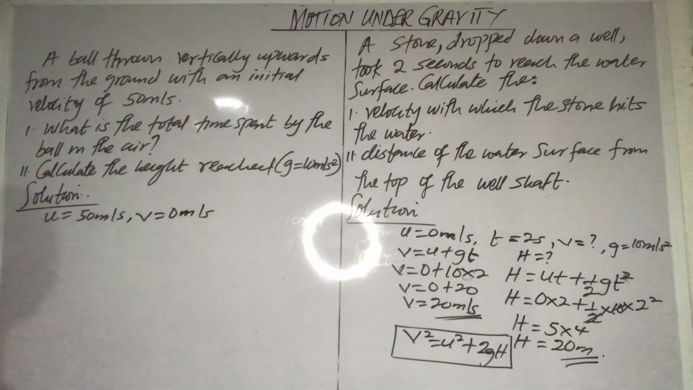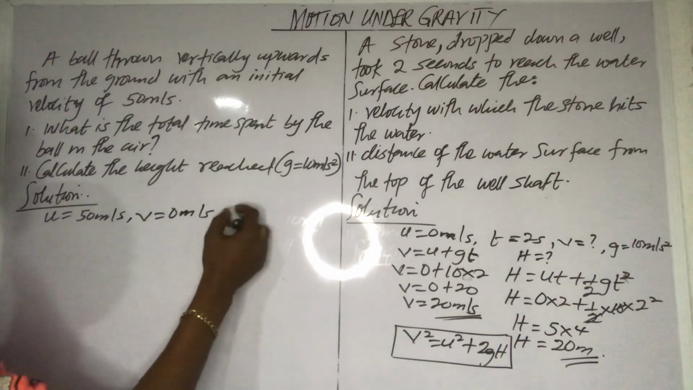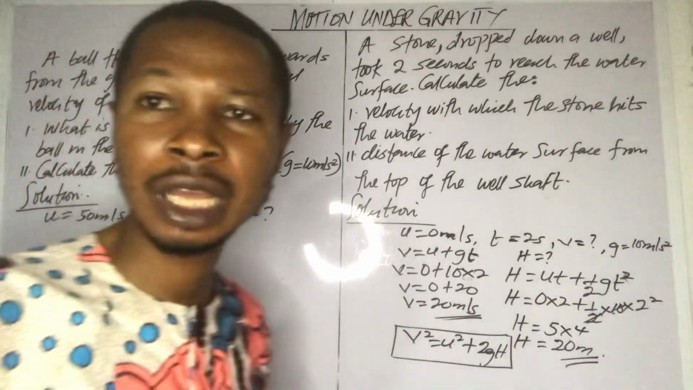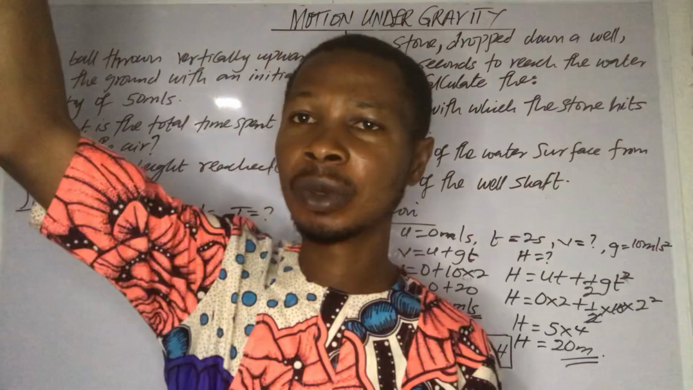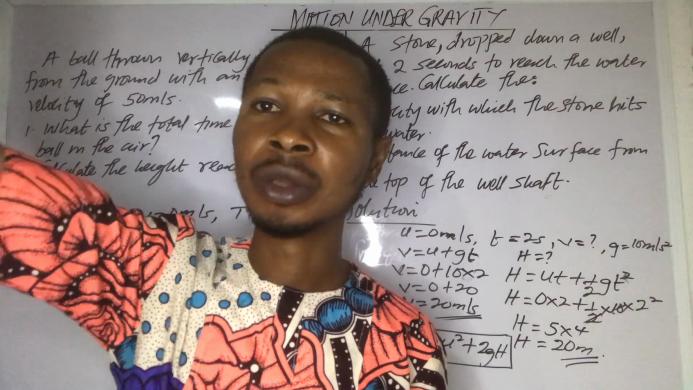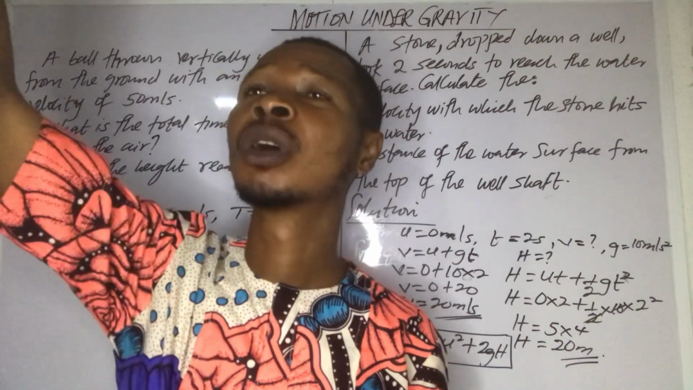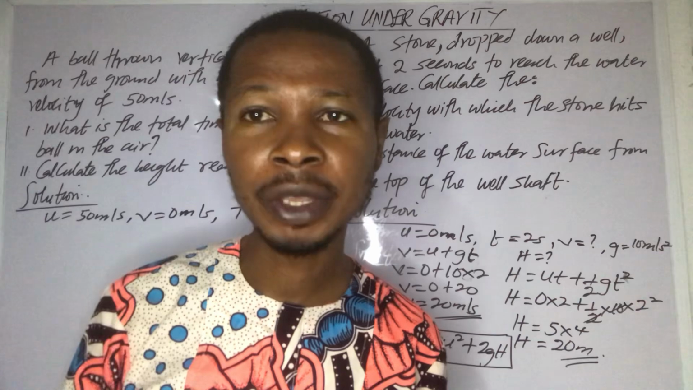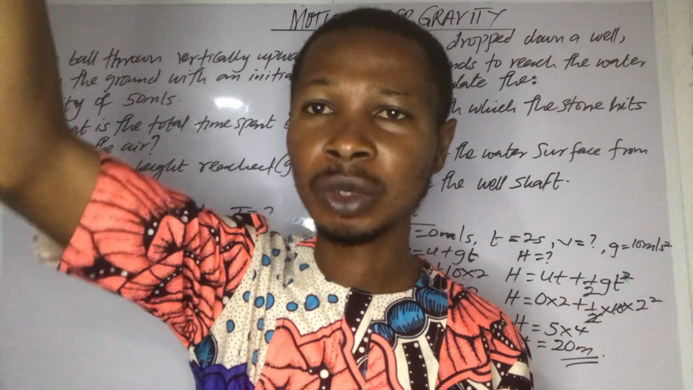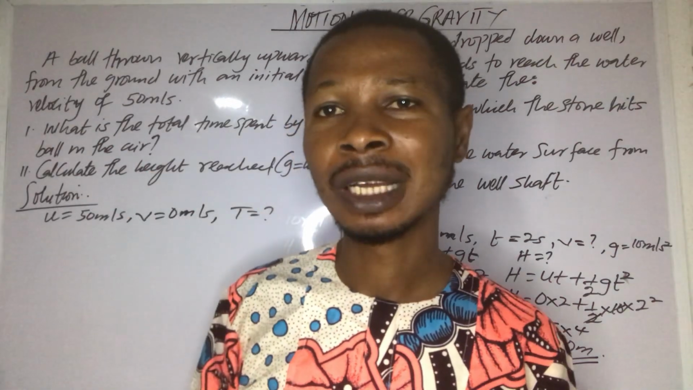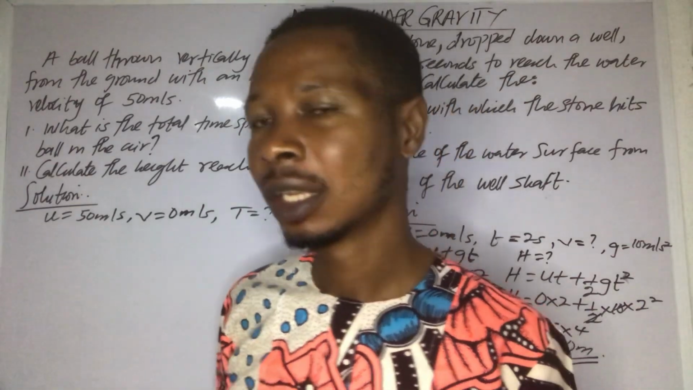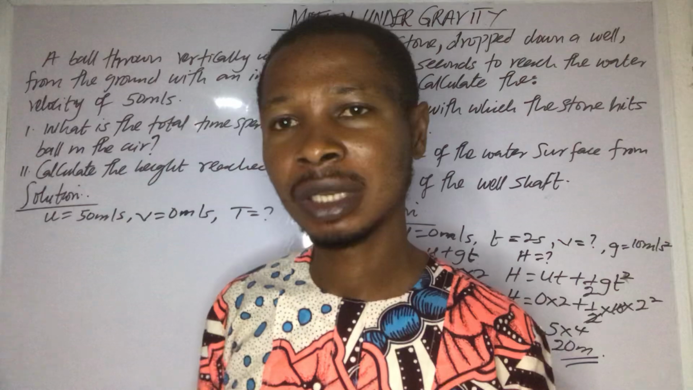Then what is the total time spent by the body? The total time means time of flight. The total time spent by the body in air means time of flight. That means the time taken for the body to go up and to come down again. So we need to find the time taken for the body to go up alone, because the time taken to go up will be equal to the time taken to come down again. Find the time to go up, it will be equal to the time to come down, then add the two together. That's your time of flight. That's what is meant by total time spent by the body in air.